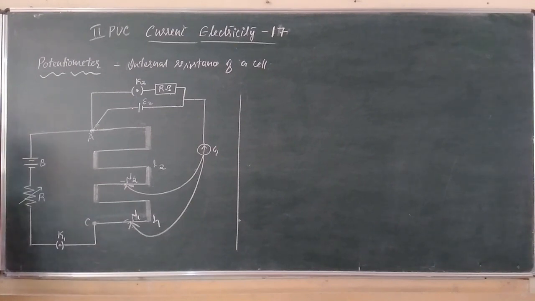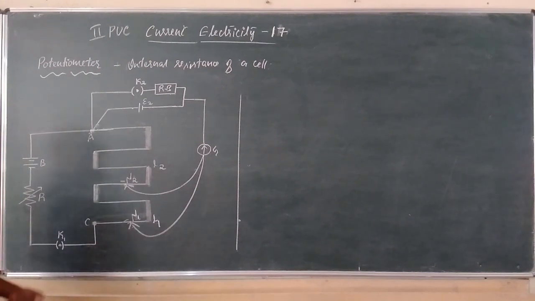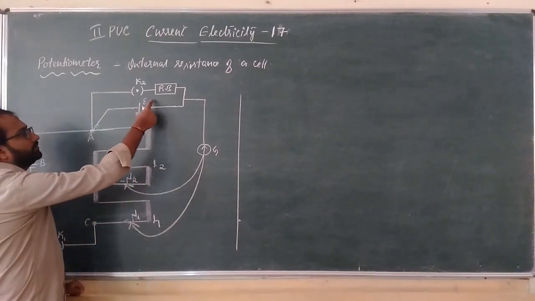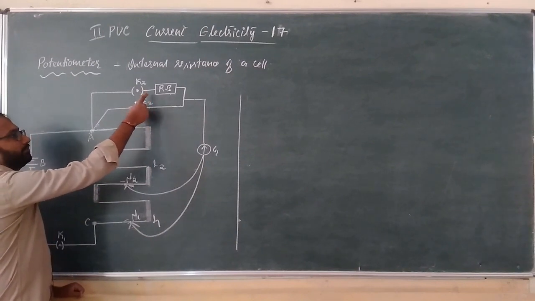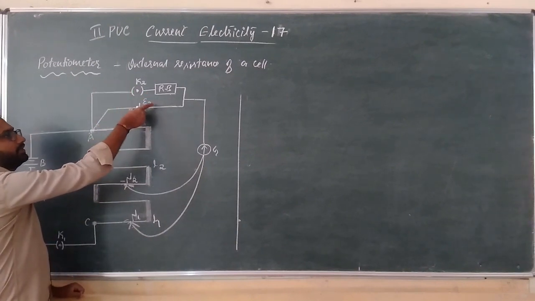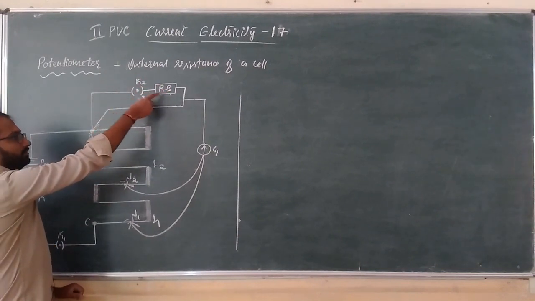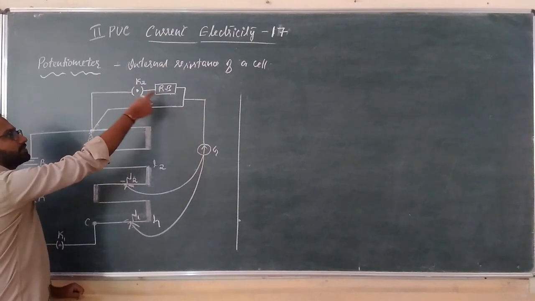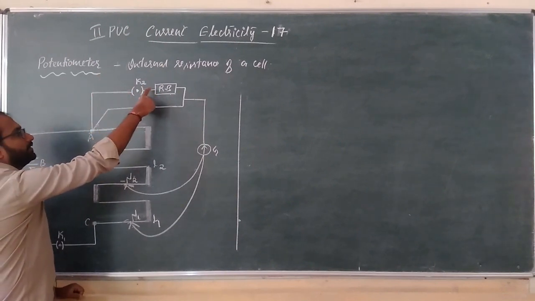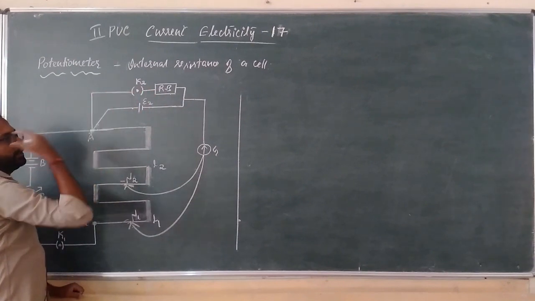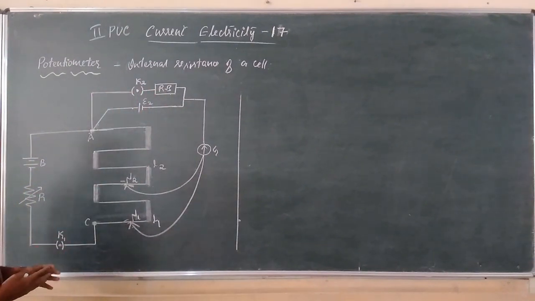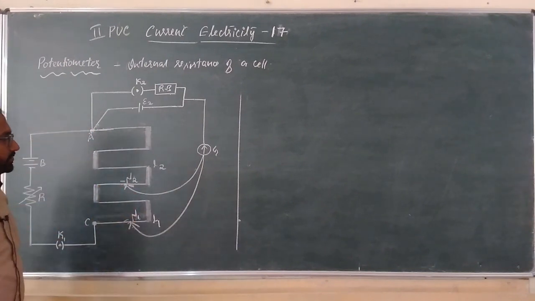Here we derive the expression for the internal resistance of a cell, that is, how to find the internal resistance of a cell using a potentiometer. A cell whose EMF is to be measured and whose terminal potential is to be measured is connected across a resistance box, a variable resistance. The parallel combination of E2 and the resistance box is connected to the potentiometer.